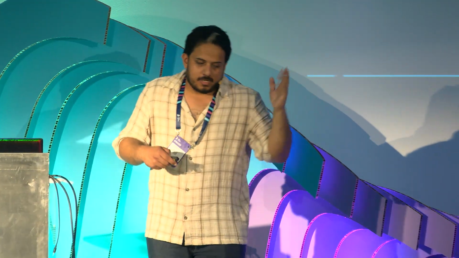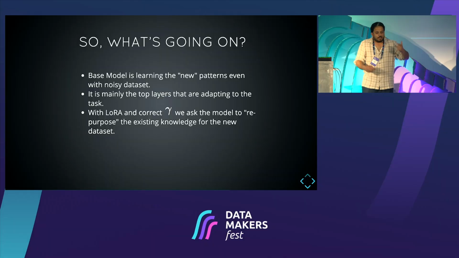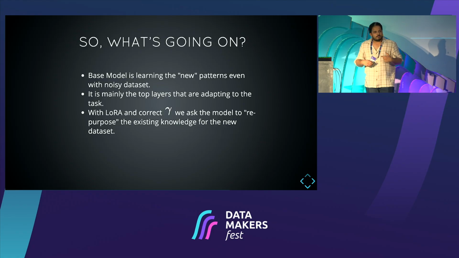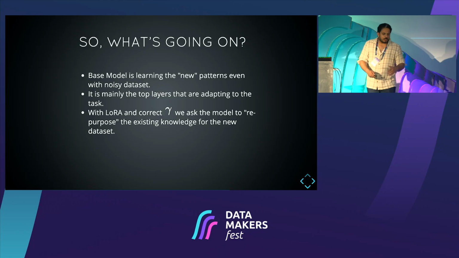Okay, so what's going on? I've already touched upon this, but the base model is learning the new patterns somehow in your dataset, even with a noisy dataset where the labels are different. The noise is in the top layers, and the top layers are adapting to the task. And with LoRA and the correct gamma, we can ask the model to repurpose its existing knowledge. That's how I try to look at LoRA. It's repurposing the model's existing knowledge, fine-tuned to your dataset and your task.